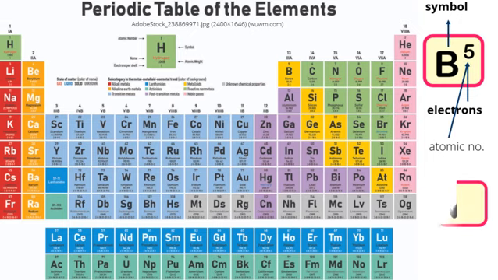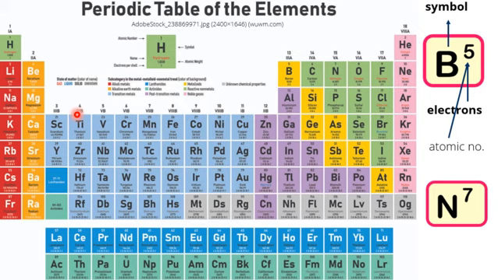Another example is nitrogen, which is symbolized by the letter N. So, 1, 2, 3, 4, 5, 6, 7. The seventh element in the periodic table is nitrogen, which is represented by capital N. That's why the atomic number is 7, which means that the electrons are also 7. The proton number of nitrogen is also 7. So the letter is the symbol for the element, and the number pertains to the electron number, atomic number, and proton number.